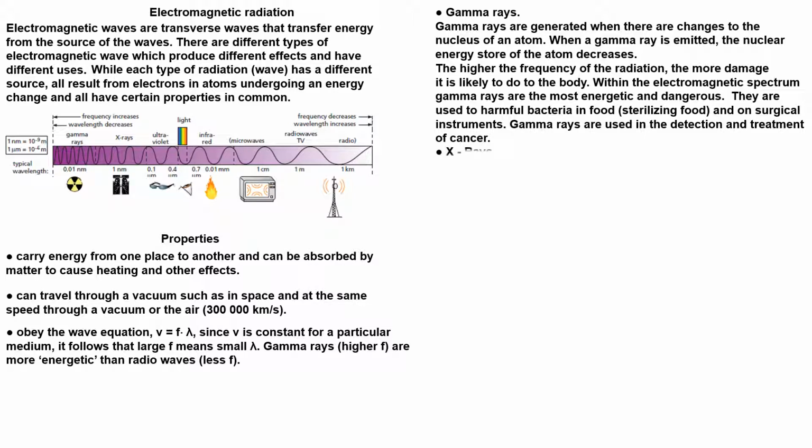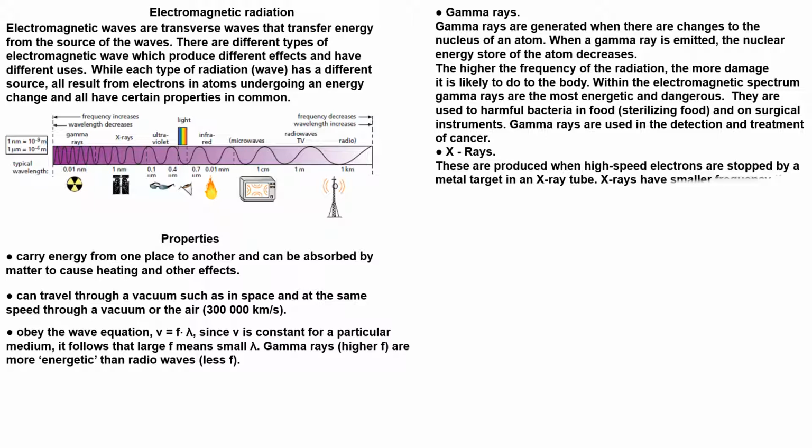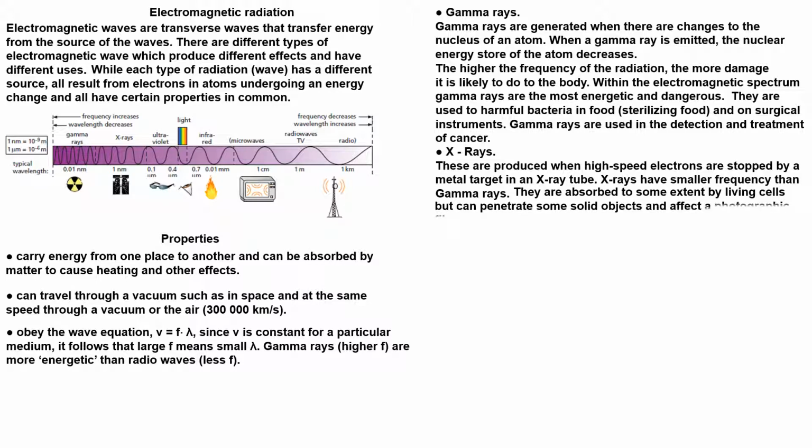X-rays. These are produced when high-speed electrons are stopped by a metal target in an X-ray tube. X-rays have smaller frequency than gamma rays. They are absorbed to some extent by living cells, but can penetrate some solid objects and affect a photographic film. They are widely used in dentistry and in medicine.